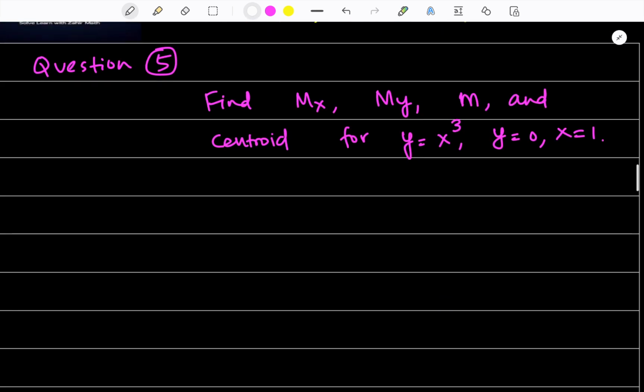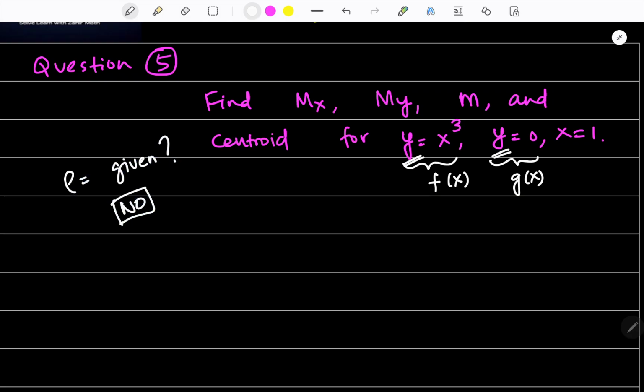Okay, right. So the next question is, you are going to find Mx, My, m and centroid for the curve y is equal to x cube. This is your first curve f of x. And the second curve is what? Always you have to look for y is equal to. This is your g of x, which is 0. Is there a rho given here? No, the answer is no, right? So rho will be taken as 1. Don't take it as 0. If the rho is not given, always take it as 1.